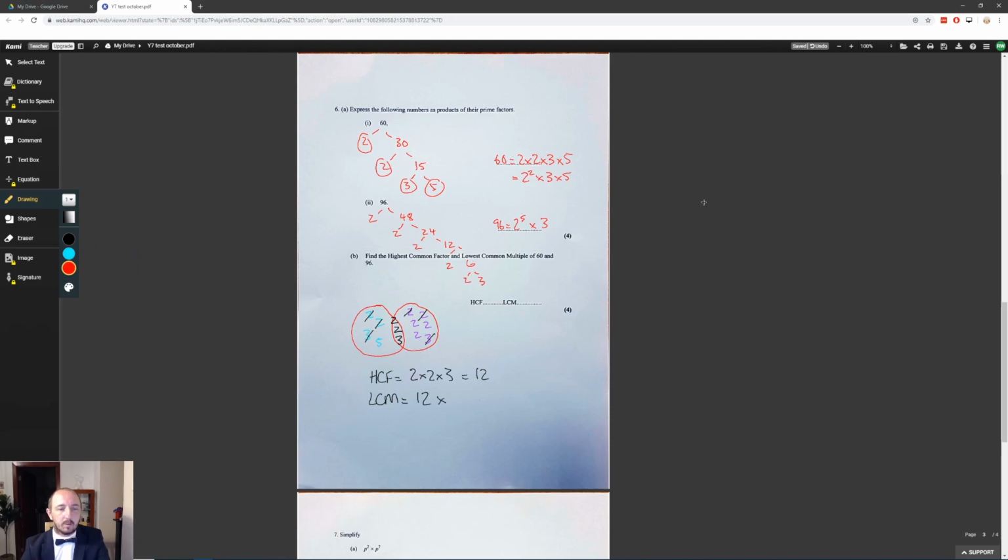So we have a 5 and a 2 and a 2 and a 2. So 2 times 2 times 2 times 5, so that's going to be equal to 120 times 4, which is 480. So the HCF is 12 and the LCM is 480. Like that.